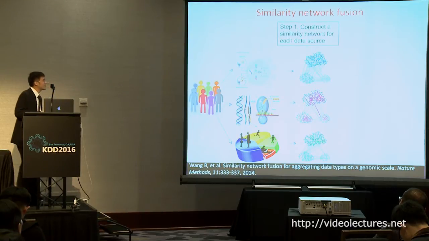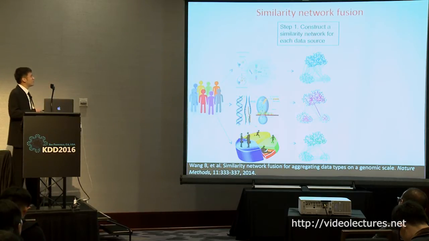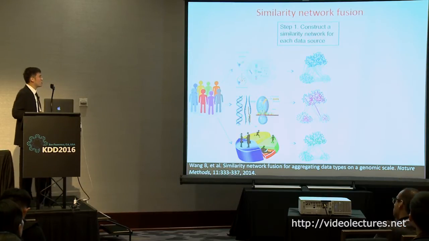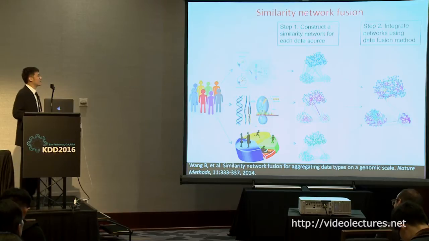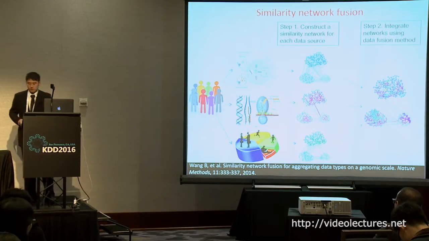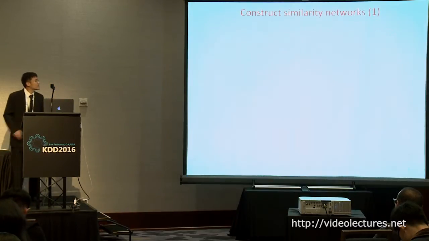We can measure patient similarity based on methylation, measure patient similarity based on gene expression, and also measure patient similarity based on demographic information. The second step is to integrate the networks using a data fusion method. I will introduce the method in the next slide.